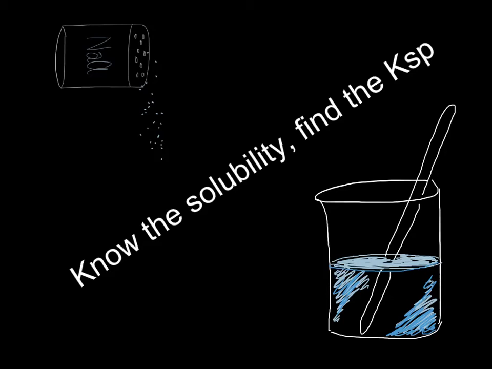So in this style of problem, you're going to be asked to find the Ksp, but you'll know the amount that is able to dissolve in the solution. So we know the solubility. Sometimes it's provided in grams per liter, sometimes it's provided in moles per liter. So you just have to be aware that you might have to convert it to molarity before we can plug it into our equation.